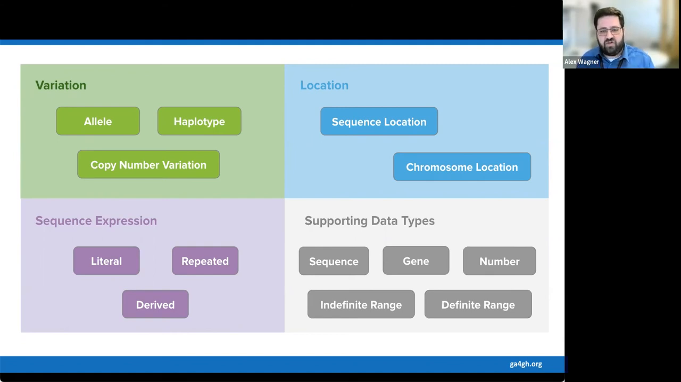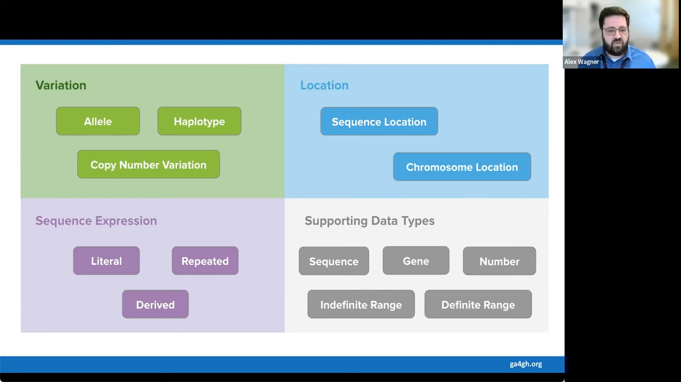Now, moving over to location, location is a fundamental property that we think of when we're talking about sequence variation. Sequence locations are the standard or canonical way of thinking about how variation sits on a sequence. Chromosome locations, in contrast, are more like a cytogenomic representation of a coordinate system. So think like karyotypes and cytobands. But both coordinate systems can be used in the representation of variation within VRS.